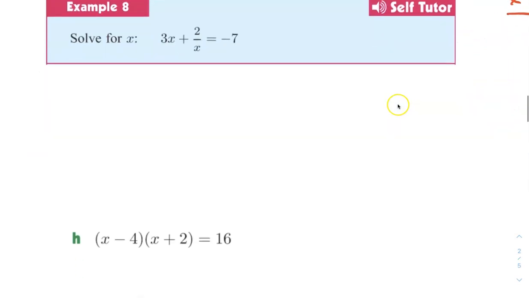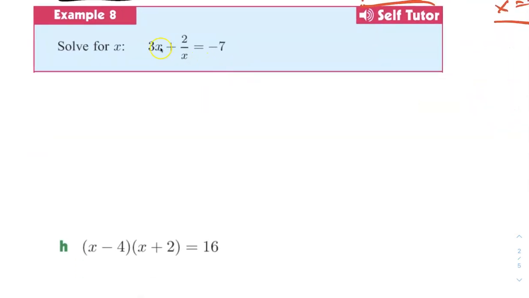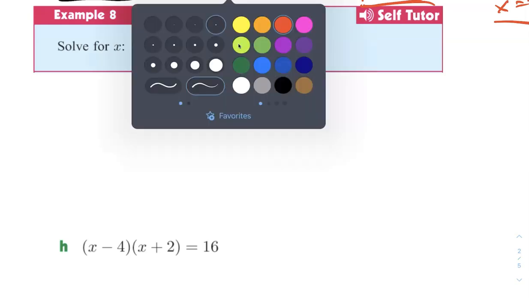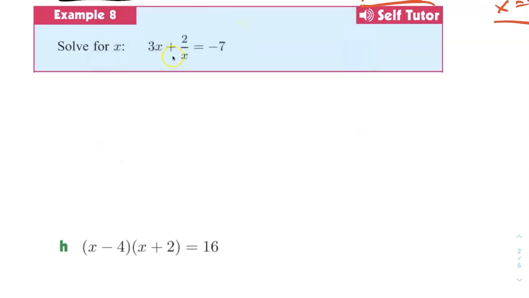If it gets a little ugly like this, we're going to solve this the exact same way. So 3x plus 2 over x equals negative 7. Step 1, the way you solve this is you got to get rid of that x on the bottom, because we can't factor anything with that. So all we're going to do is multiply everything by x. Multiply everything by the lowest common denominator.